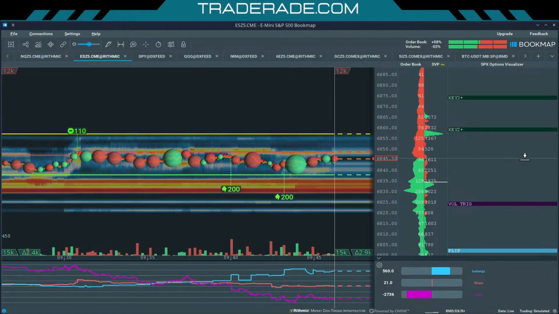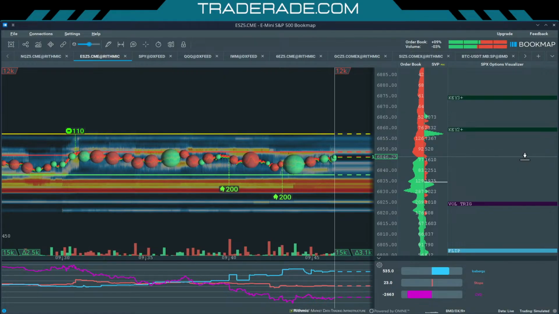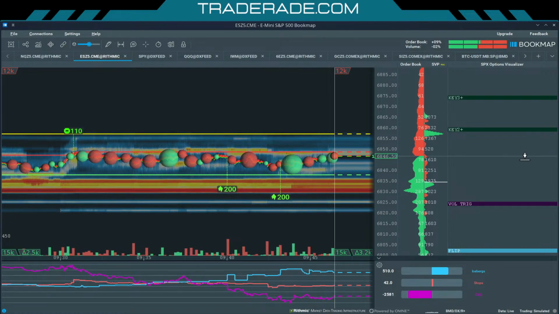Options are in control of the show here. They are the biggest driver. They're not the only driver, but they are the biggest driver, and they're often in the driver's seat as a result for price discovery. Because when someone buys, let's say, these really active call contracts on SPX, what happens?